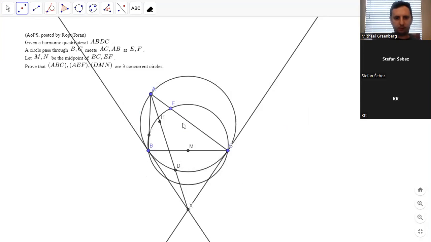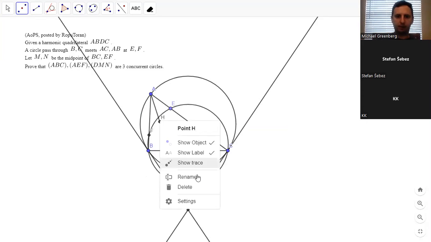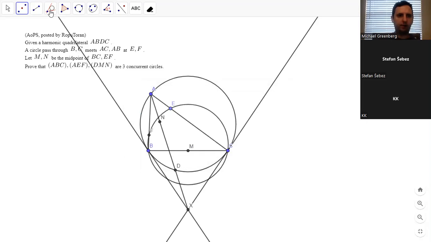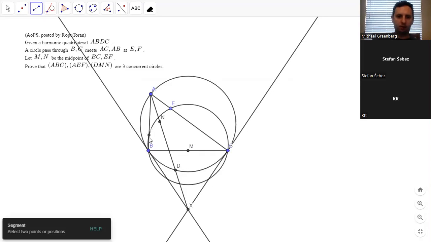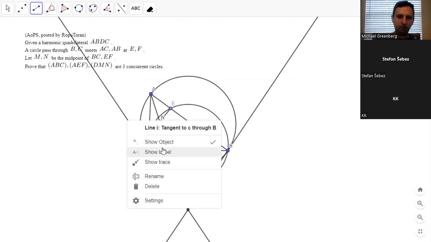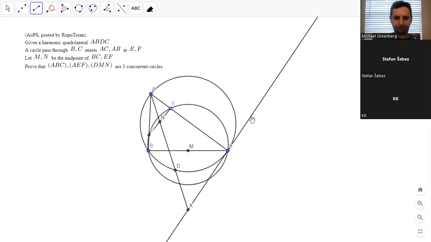It's kind of obvious that N lies on the symmedian because EF is anti-parallel to BC. So N is going to lie on the symmedian. And we want to show ABC, AEF, and BMN are concurrent. All right.